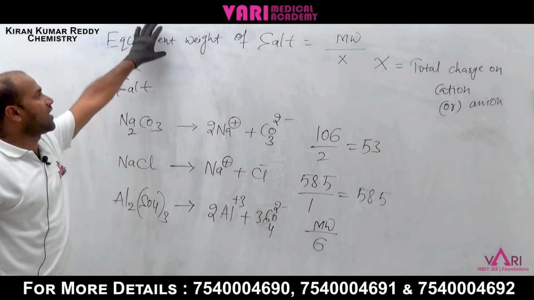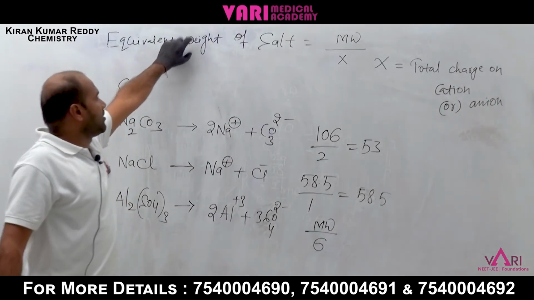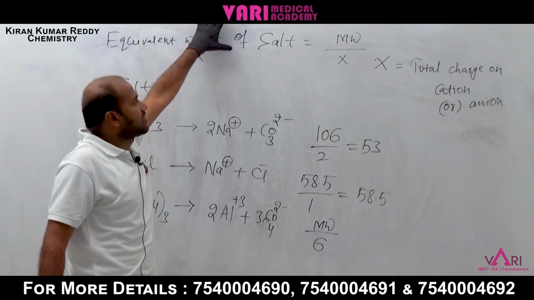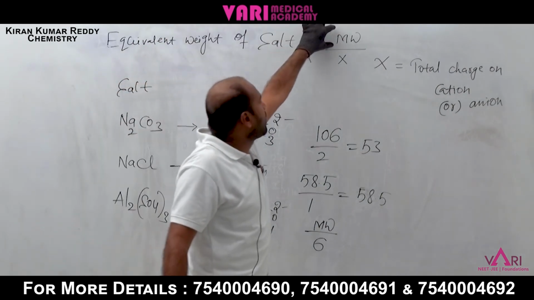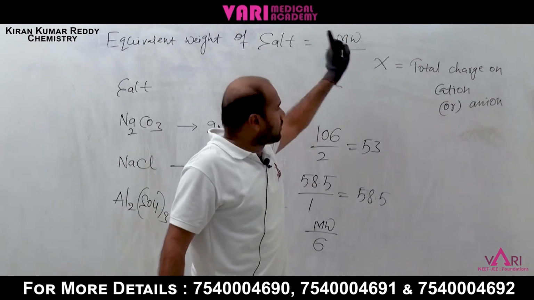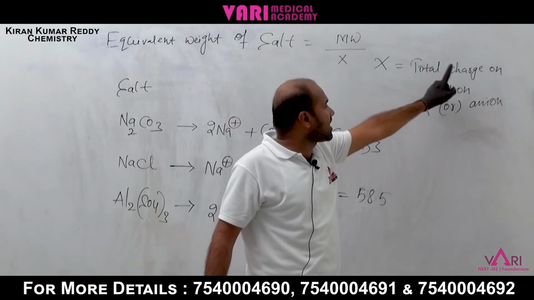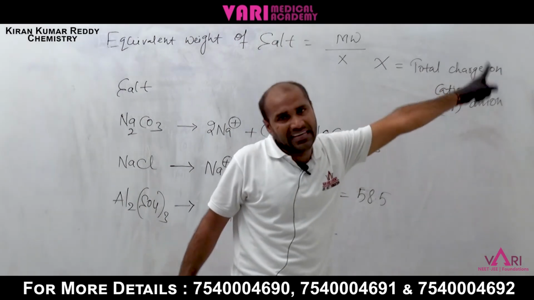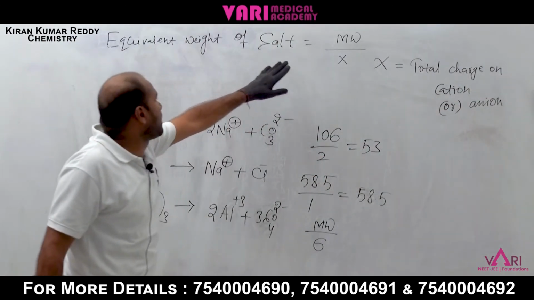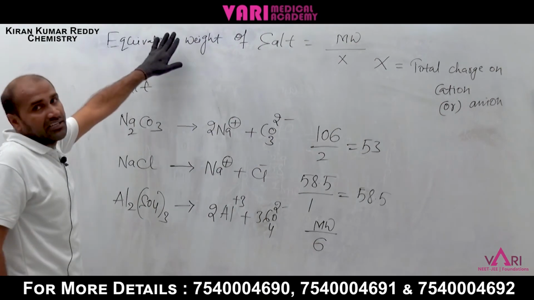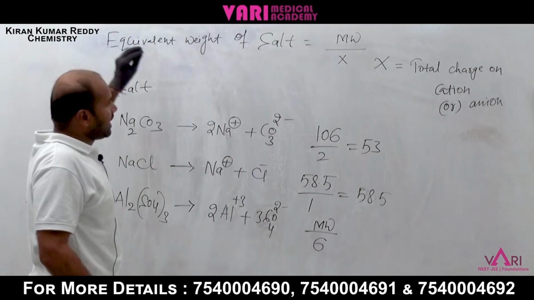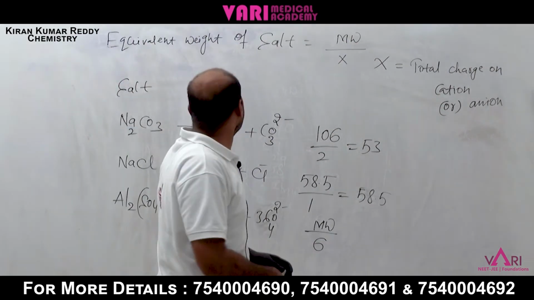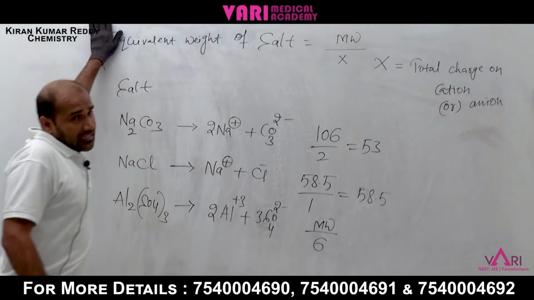The equivalent weight, or gram equivalent weight, of a salt is equal to molecular weight by x. Here, what is x? It is the total charge on the cation or the total charge on the anion. By using this formula we can calculate the equivalent weight of salts. Equivalent weights are very important in the basic concepts of chemistry.